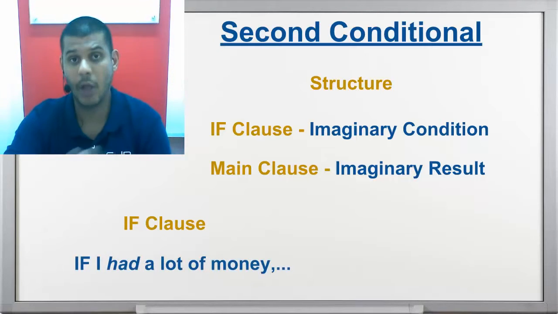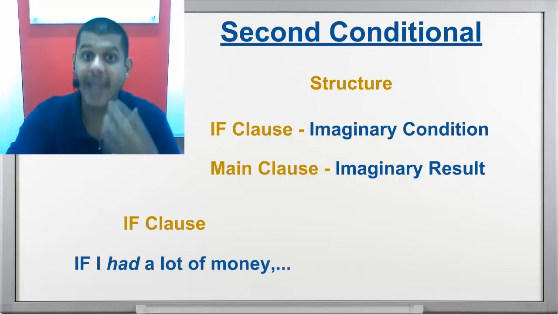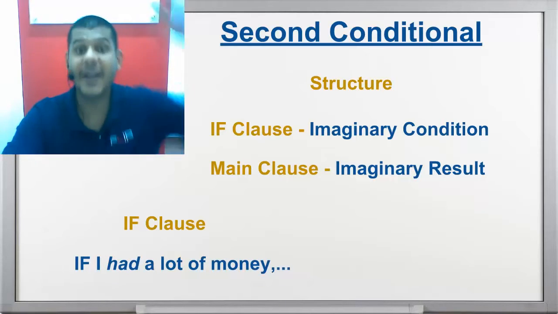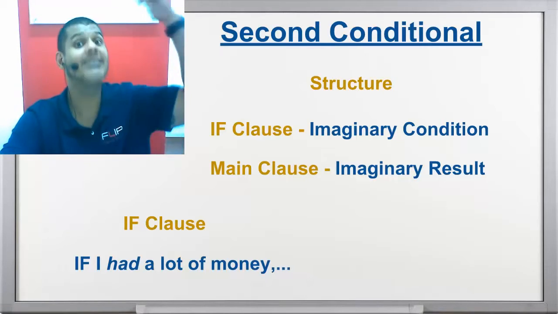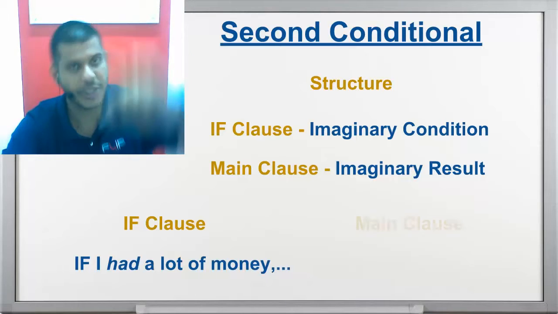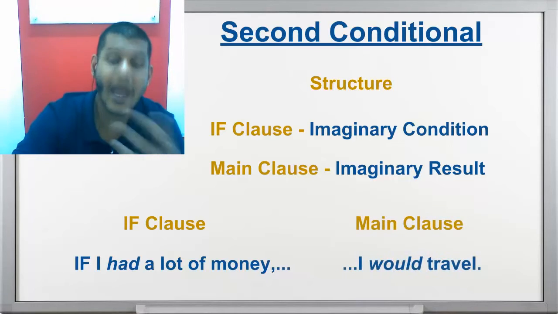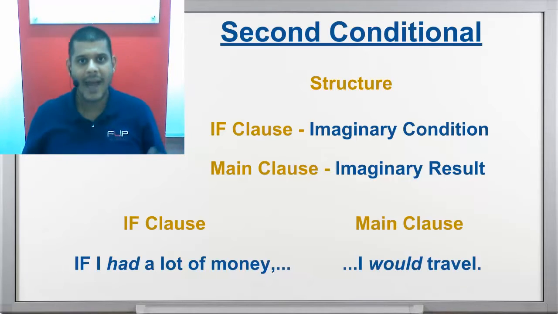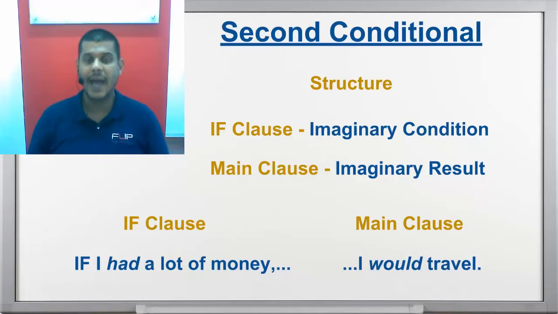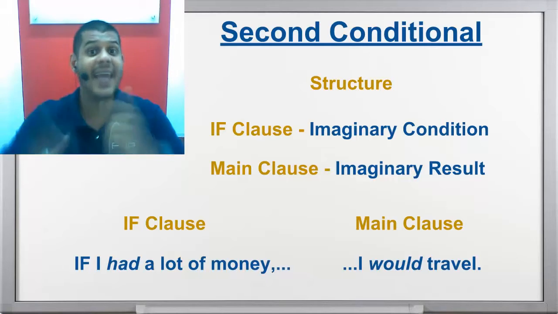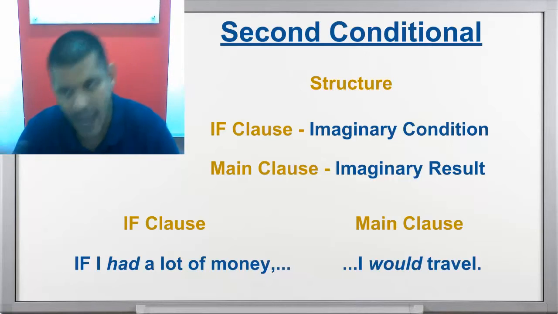If I had a lot of money, this is an imaginary condition, right? Unfortunately, my friends, I don't have a lot of money. But if I had a lot of money, imaginary condition, and then we have the main clause, I would travel. Right now, my dream is to travel. I really want to travel, but I don't have the money. But, as I said, if I had a lot of money, I would travel.